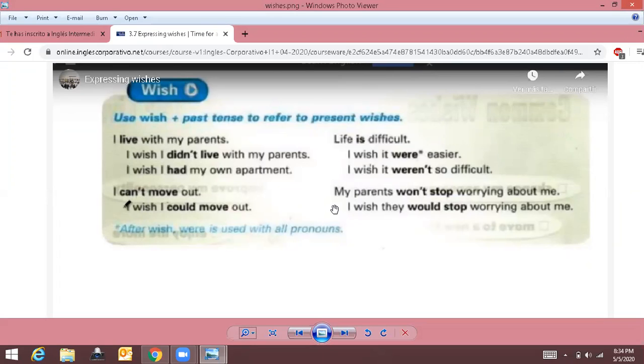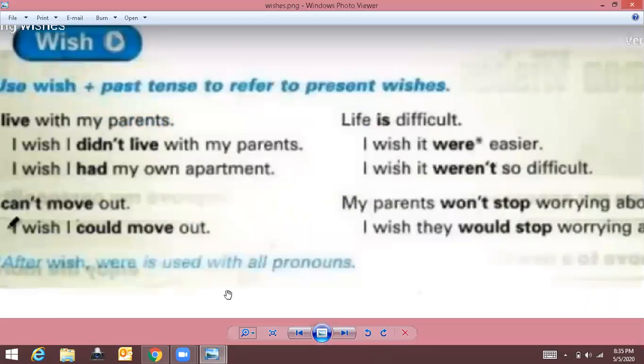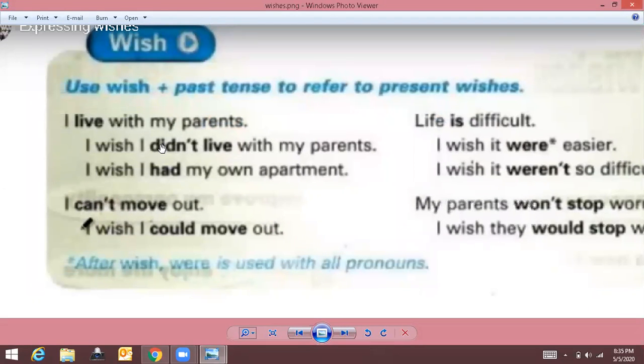Now look at the first example. I live with my parents. I wish I didn't live with my parents. I wish I had my own apartment. So like I said, whether the information is positive or negative, here you see the first one, it's negative. The second one is positive. It doesn't matter, you always use the simple past form to express wishes.